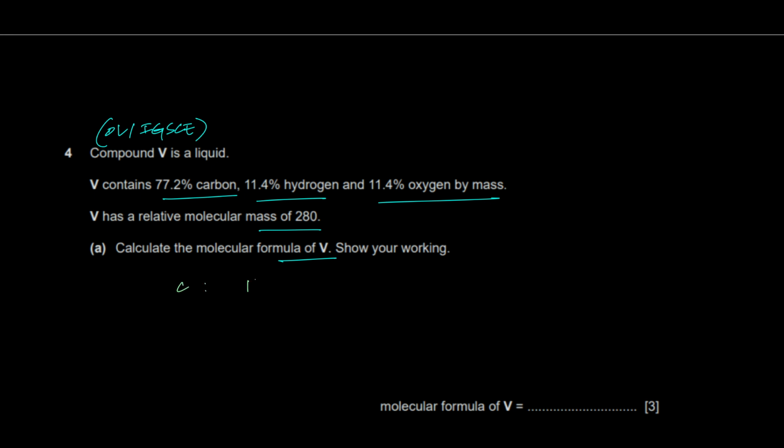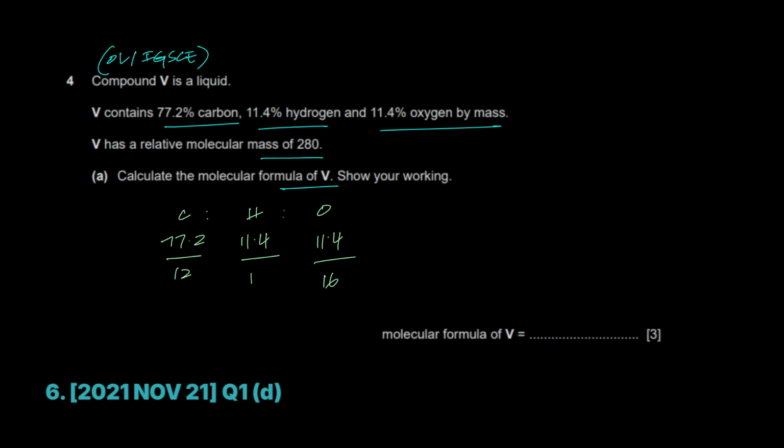So you have carbon, hydrogen, and oxygen. Carbon is 77.2%, hydrogen is 11.4%, and oxygen is also 11.4%, and if you add them all up they equal 100. Divide by their ARs, their molar mass: carbon is 12, oxygen is 16, hydrogen is 1. What do you get? 6.43 here, 11.4 here, and 0.7125 here. And then we divide by the smallest.